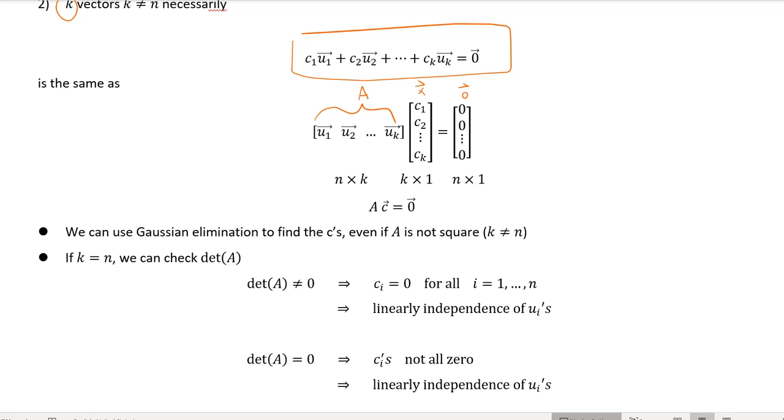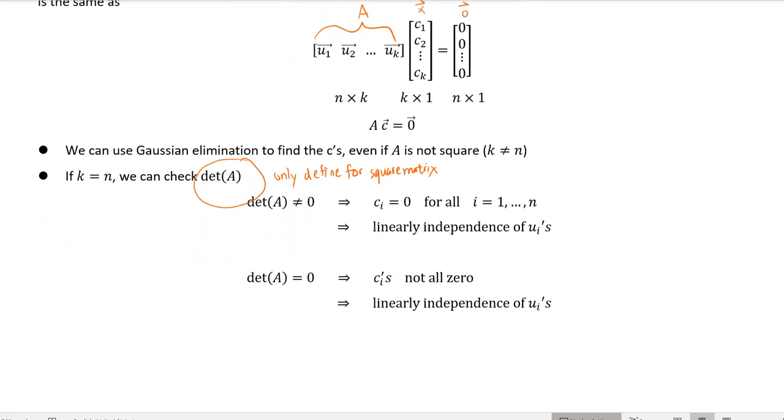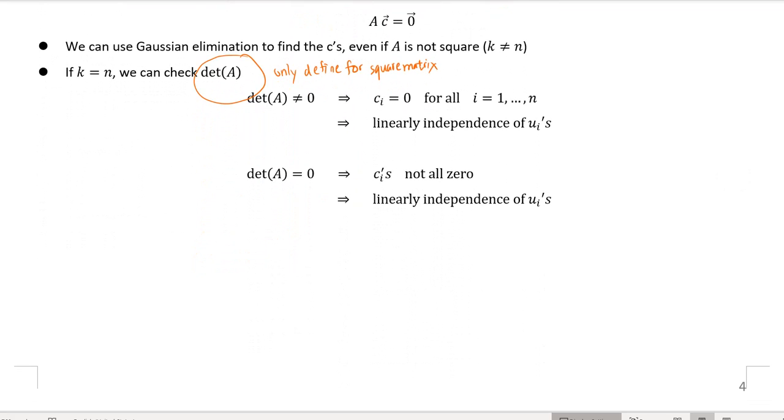So it does not need to be a square matrix, but if it is a square matrix, we can compute the determinant. Determinants are only defined for square matrices. So if A is not a square matrix, then you just do the Gaussian elimination to solve for the c's. And when it is a square matrix, we compute the determinant.